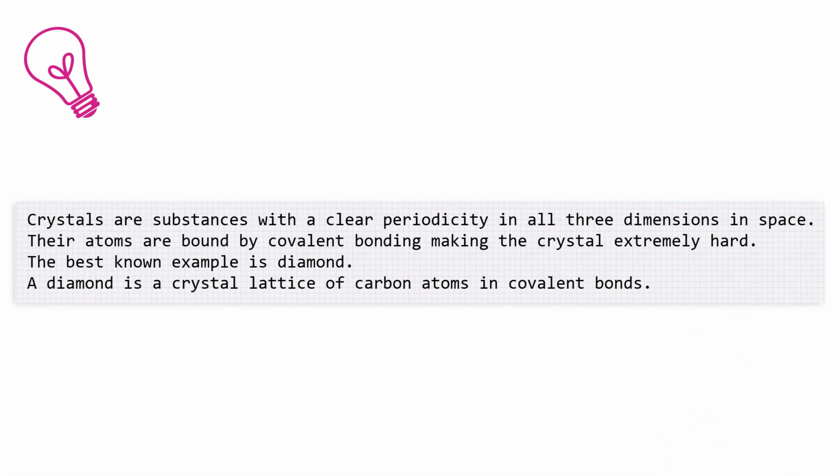Crystals are substances with a clear periodicity in all three dimensions in space. Their atoms are bonded by covalent bonding, making the crystal extremely hard. The best known example is diamond. A diamond is a crystal lattice of carbon atoms in covalent bonds.